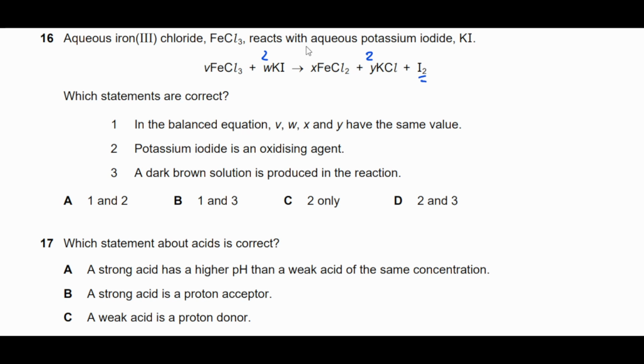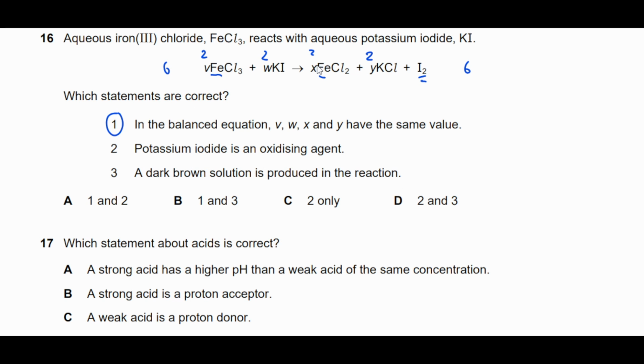Okay, so since FeCl3 contributes the iron to the FeCl2, V and X must be the same. So let's say V and X is 2. So therefore, each side will have two iron atoms. And lastly, we have to check the chlorine. So on the left side, we'll have 6 chlorine. On the right side will be 2 times 2, which is 4, plus another 2 from the KCl, which is 6. So therefore, 1 is true.